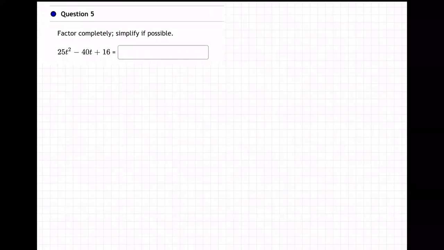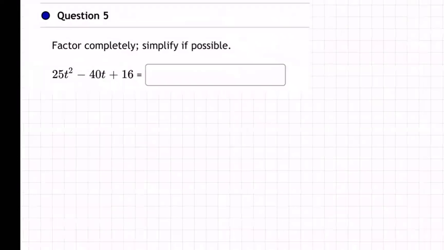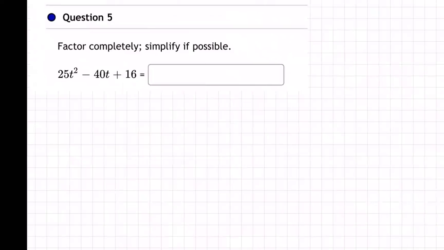Okay, so on this one, we are wanting to factor completely, simplify if possible, okay? So I'm gonna write up here what we do. We do multiply, add, multiply. So we're looking for two parentheses where the front times the front multiplies to be the front.